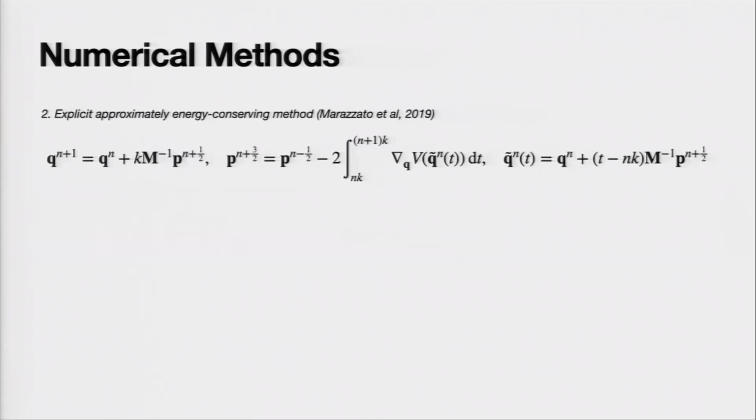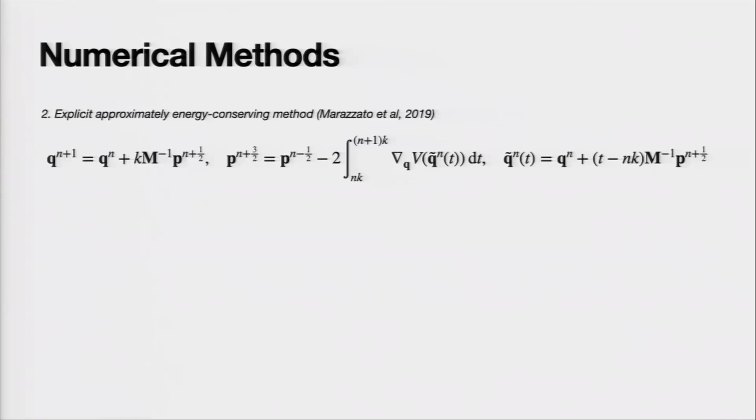So this second scheme we're going to look at is a scheme by Marzotto and colleagues from 2019. And this is an explicit, approximately energy conserving method. So this looks more complicated than before because you have basically two equations. This first one, which is again an equation on Qn+1, which is unknown. And then the second one, which is on Pn plus 3 halves. So P is evaluated on an interleaved time grid.